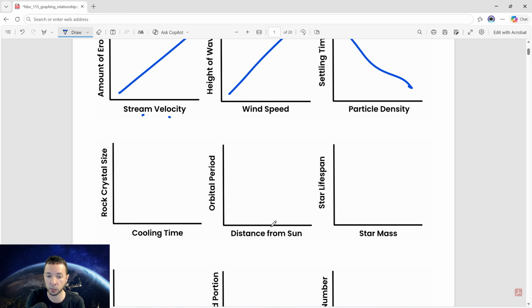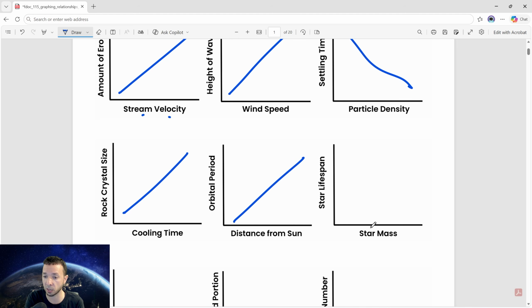Okay, next one's cooling time. As cooling time increases, what happens to the rock's crystal sizes? Mostly in igneous. They should get bigger, so it should go like that. As distance from the sun increases, what happens to orbital period? If you didn't even know what orbital period was, I would definitely know that's how long it takes to go around the sun. This should be direct.